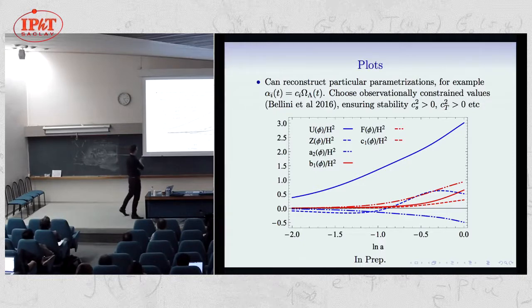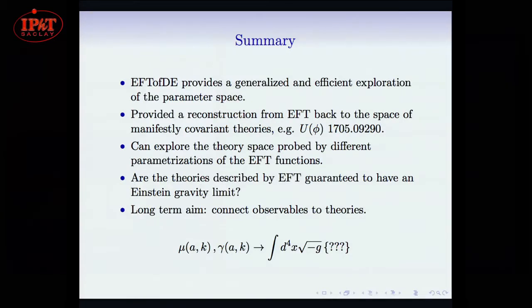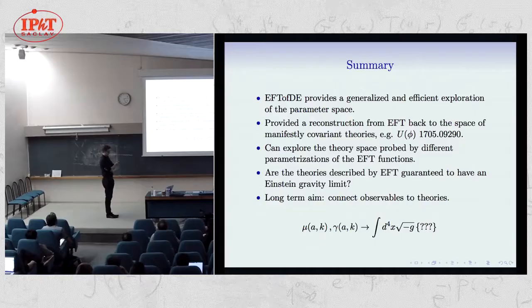Given a particular parameterization, what can you say about the space of Horndeski models that corresponds to? So this is essentially the summary. IPhT is a good way to explore parameter space, but what we've done is sort of go back from the space of IPhT onto the space of, say, covariant theories in terms of a potential. What do the different parameterizations of the IPhT functions actually correspond to in terms of your theories?